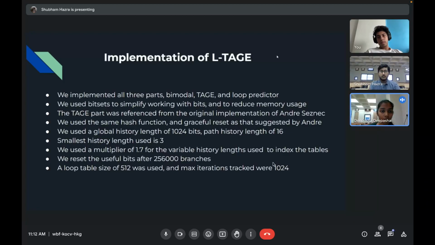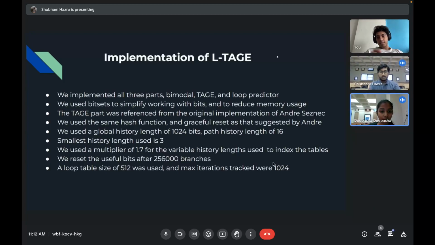We almost implemented all the features, like the use alt variable. We used a global history length of 1024 bits and a path history length of 16. That is, we use the PC value, the global history, and the path history to index into the components of the TAGE. And this was done using the hash function.